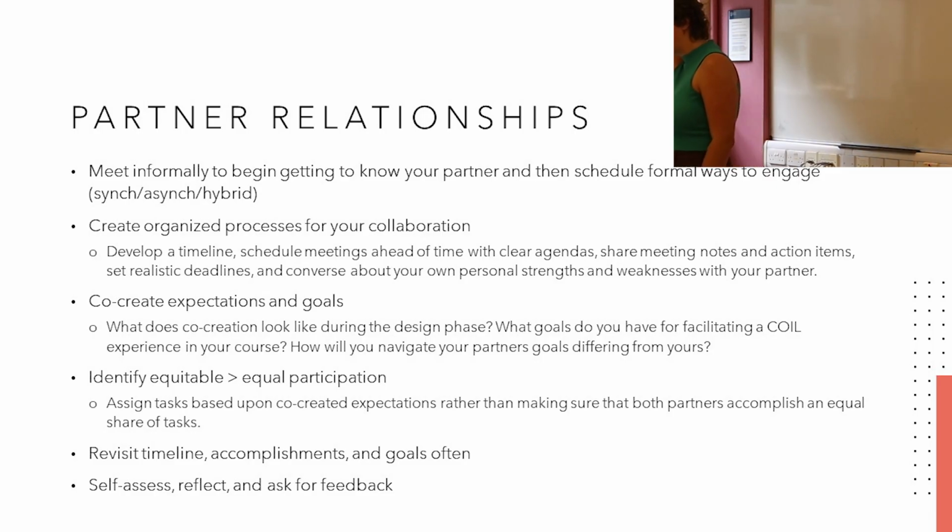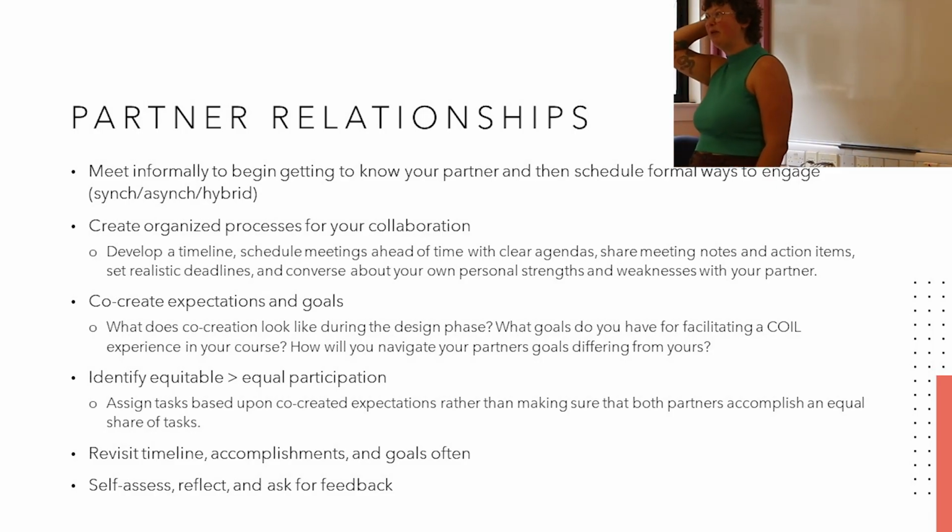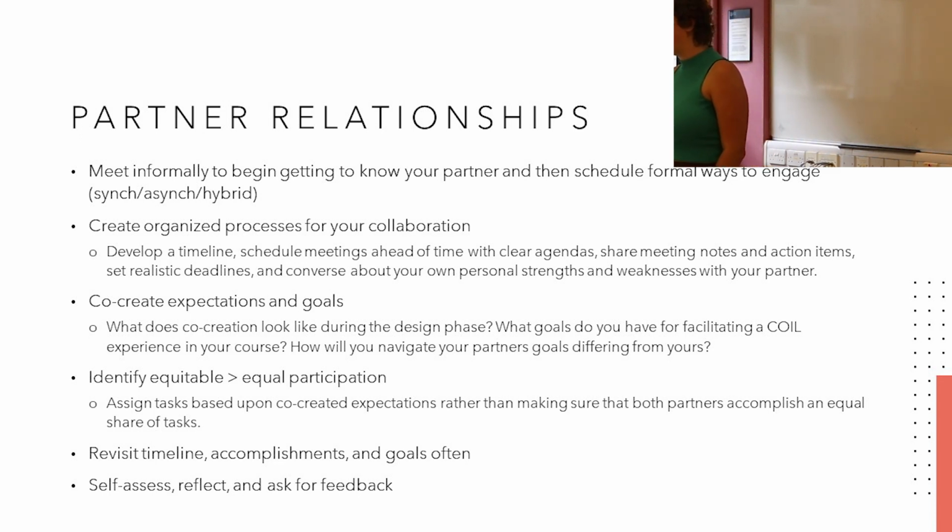Co-create expectations and goals. So really thinking about what co-creation looks like for you and your partner. They might have different goals than you. We've heard a couple examples today where for a lot of cultures, their primary goal is to practice English. And that's really great, but you want to make sure that your students are getting something valuable out of it too. So talking about what those goals are together, maybe coming up with some shared goals, even if you still have some different goals, is going to be important for you.